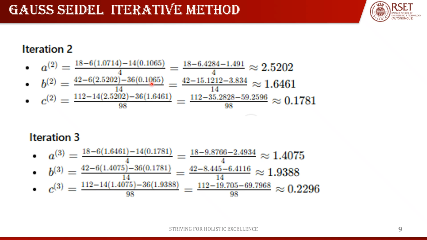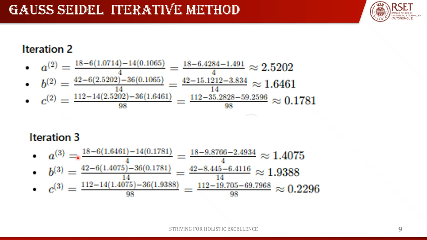Then to get the value of c2, what you do, 112 minus 14 into a, here you have the value of a2, so substitute the value of a2, and minus 36 into b, you have the value of b2, so substitute the value of b2 and get c2. Similarly continue the same procedure in iteration 3. So your a3 will be equal to 18 minus 6 into, sorry, here it's b, so you'll have to substitute the value of b2, which is 1.6461, and here you'll have to substitute the value of c2. Similarly do the iterations and get the values of a3, b3 and c3.